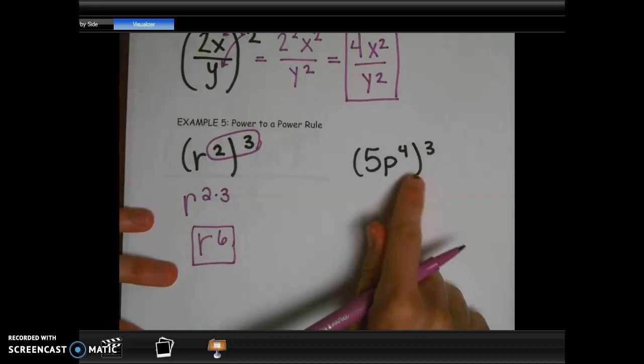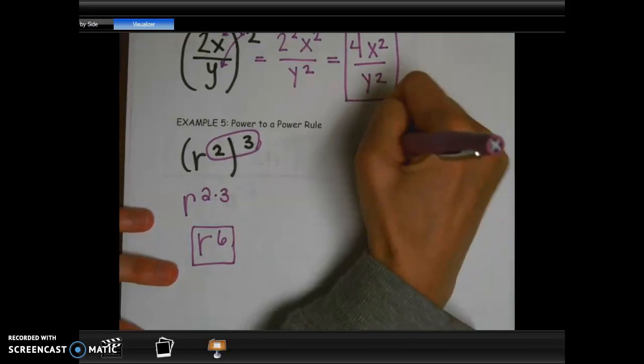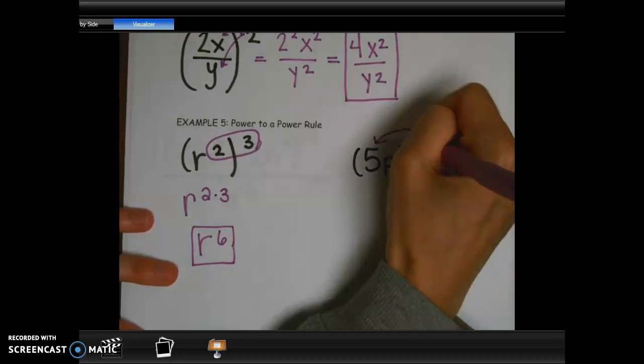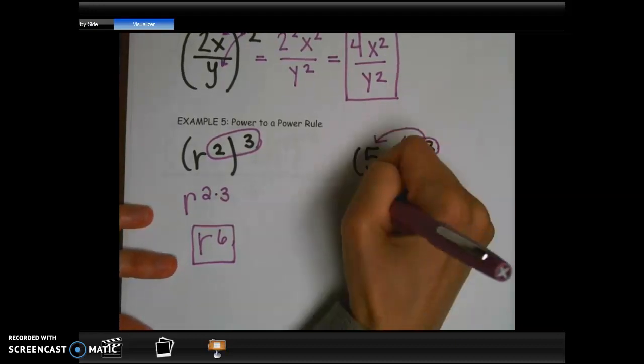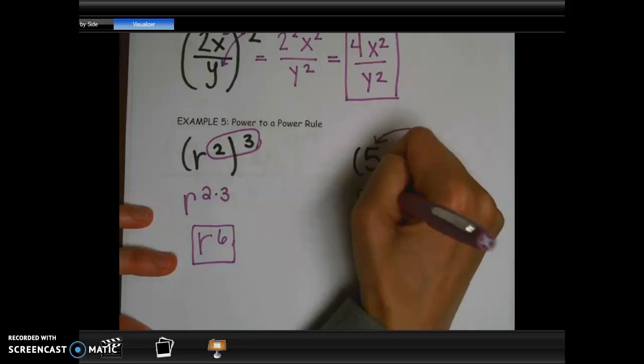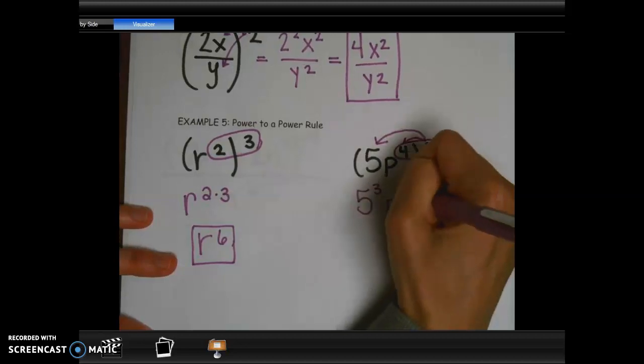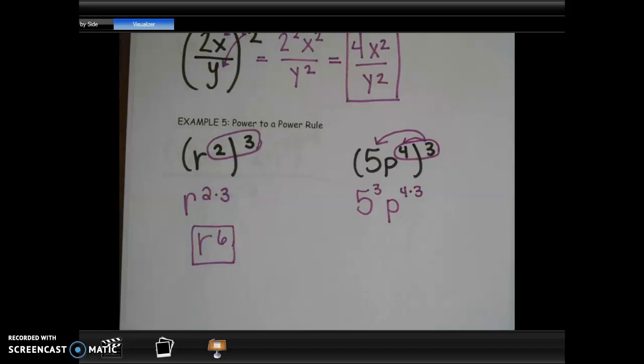Okay, let's look at this one here. Because the 3 is not only going to go to the 5, but it's also going to go to the 4, creating that power to a power effect. So what we have now is 5 to the 3rd, and then we have p to the 4 times 3.